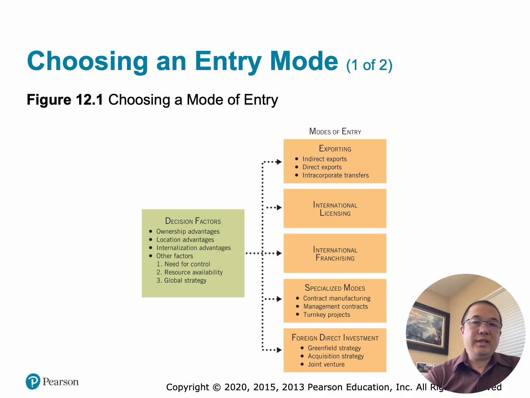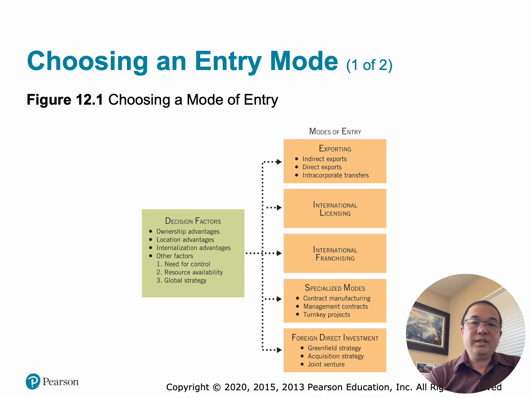Number two, international licensing. The company allows a foreign firm to use patents, trademarks, and technology in exchange for royalty payments. Advantages would be low cost and fast market entry, but disadvantages would be loss of control and risk of creating future competitors.